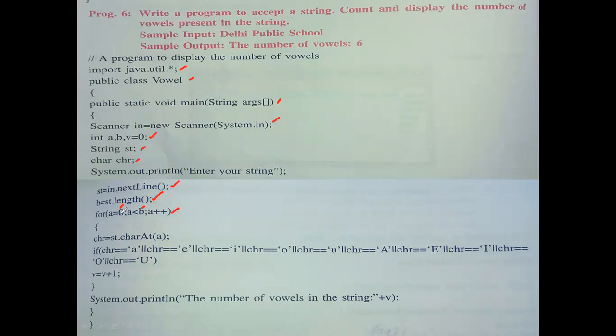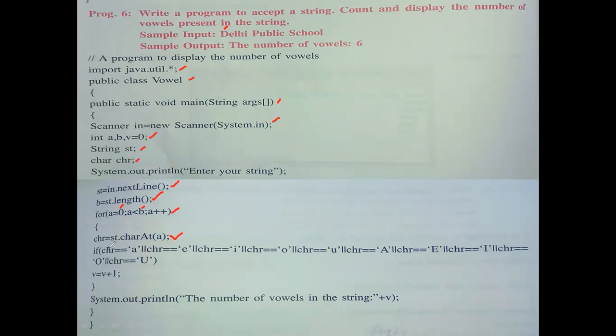Then first time A is 0, right? Yes. CHR is equal to, see how useful the charAt function is there. See charAt A is the position. First time A is 0. At 0 position, that character you take into CHR. See D is the first character, right? Yes. That will come to CHR. See how useful is the charAt function.